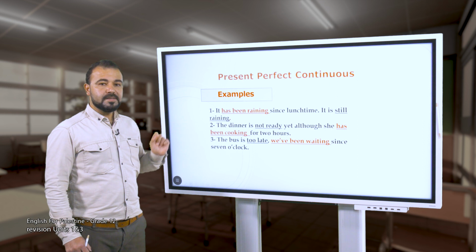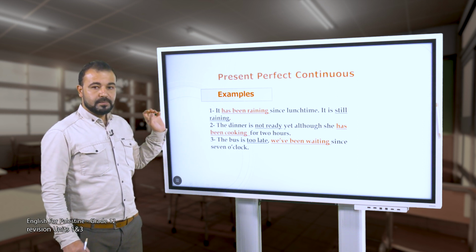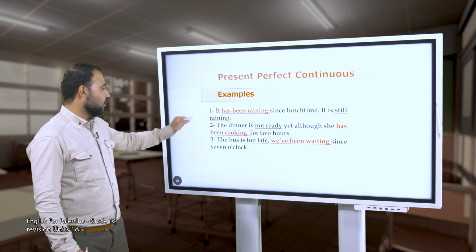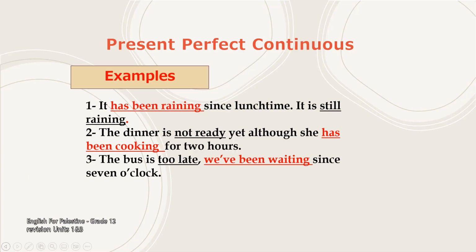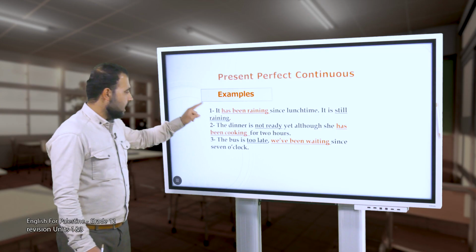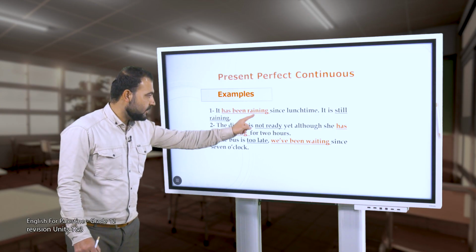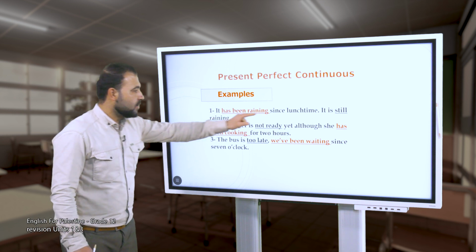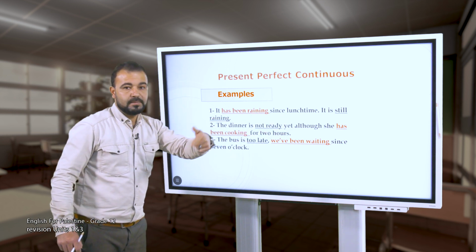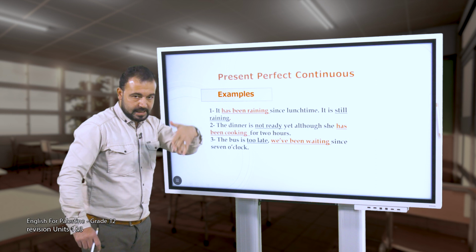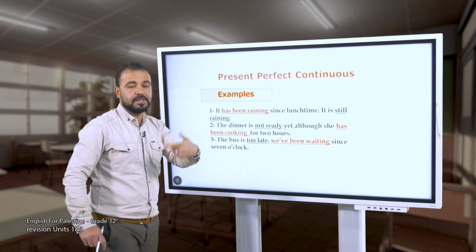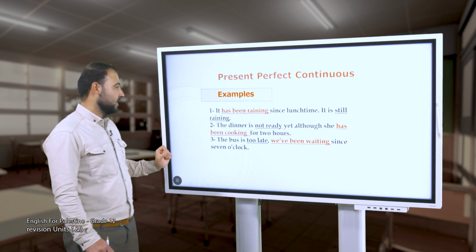Let's look at these examples about the present perfect continuous. Number 1, it has been raining since lunchtime. It is still raining. So has been plus the verb with the ing form, because here we are talking about something starting in the past and it is still continuing at the moment of speaking.